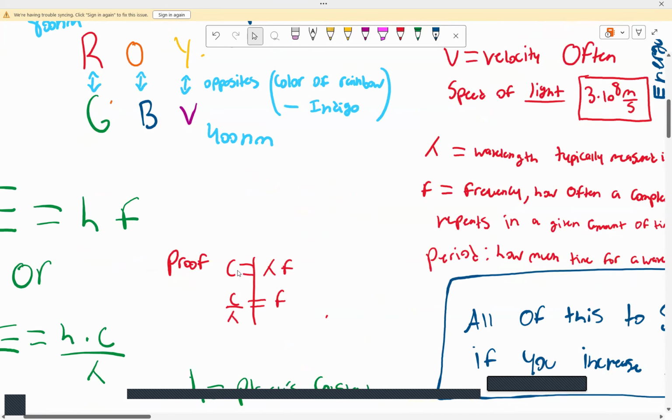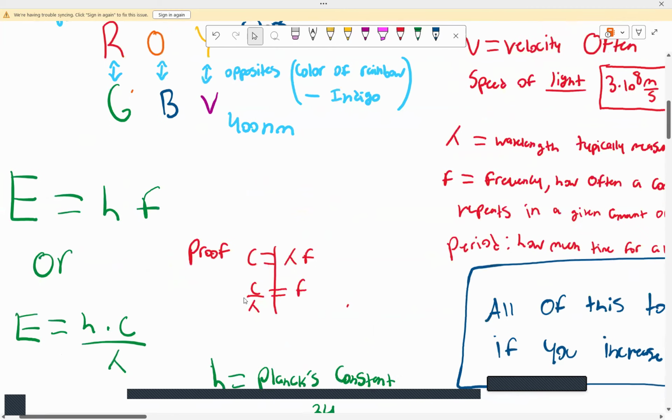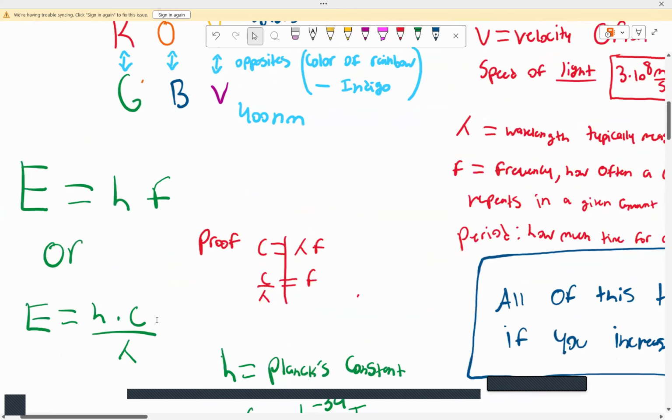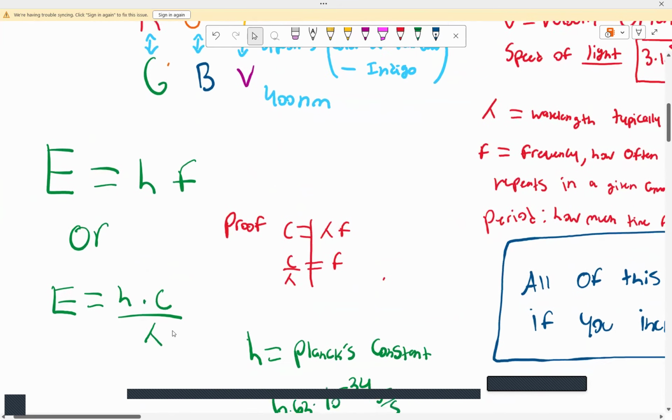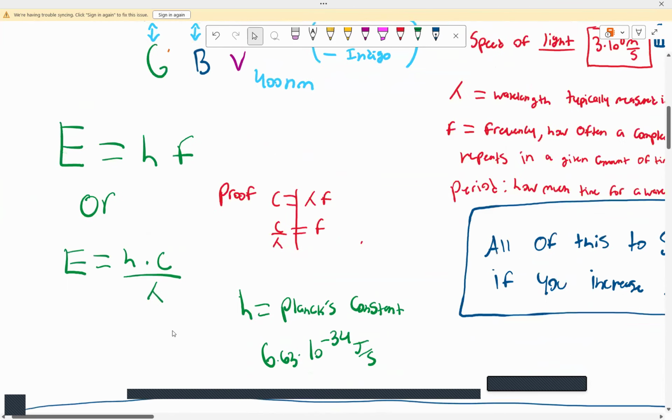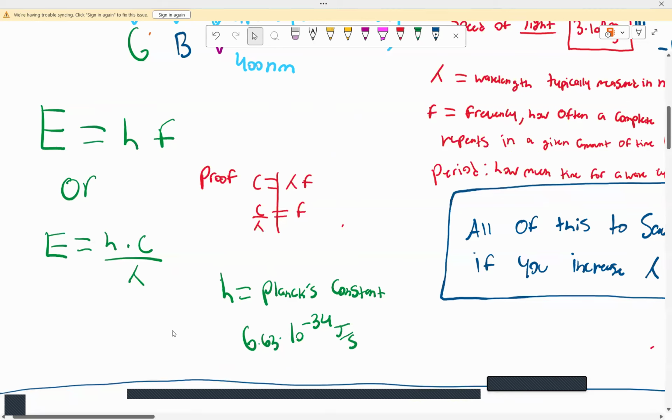So solving for this, for f we got c over lambda. So you could just replace that for frequency, and this is what you get. And this is kind of proof. Also, Planck's constant is something that you should probably remember as well. So that's 6.63 times 10 to the negative 34 joules per second.